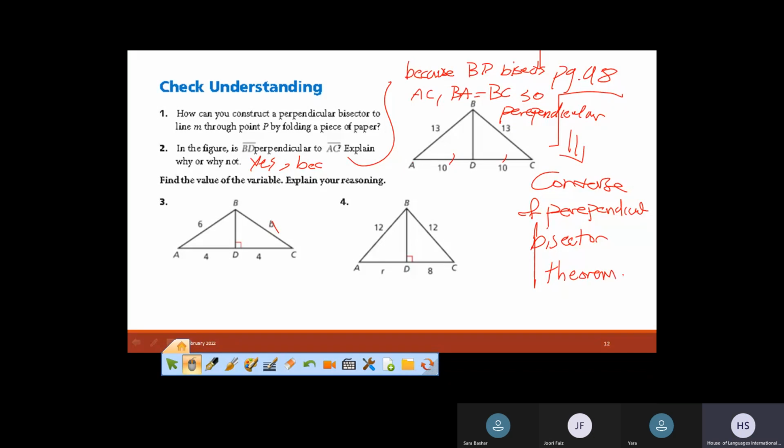So we said before, if it is a bisector, the distances are equal. In this case, what will they be? Perpendicular. Yes, the converse of the perpendicular bisector theorem. Bisect means they cut it into two equal parts.